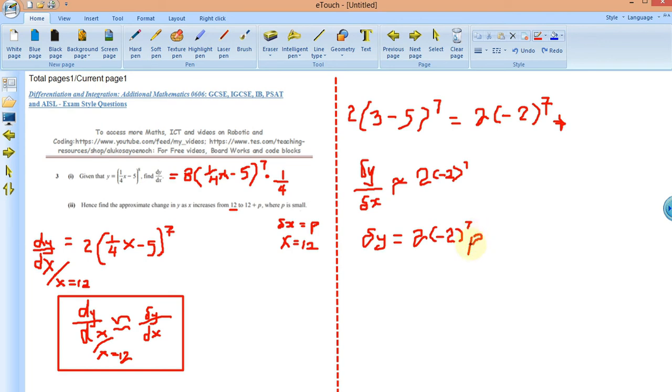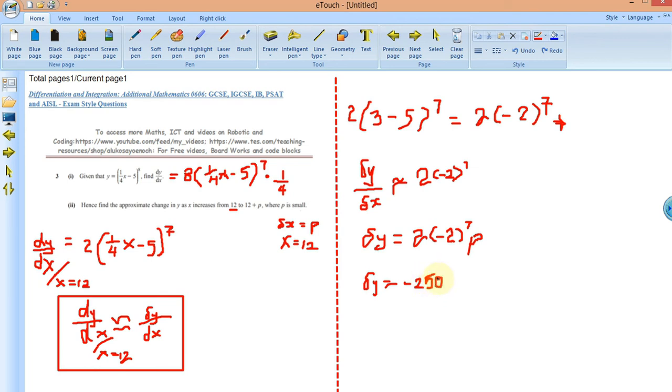So guys, that's the solution to the question. I hope that is clear. If you want to open up, go ahead, but let me do that. So 2 raised to the power of 7 is 128. Finally I can write my answer: delta y is 128 times 2, times p, that is minus 256p.